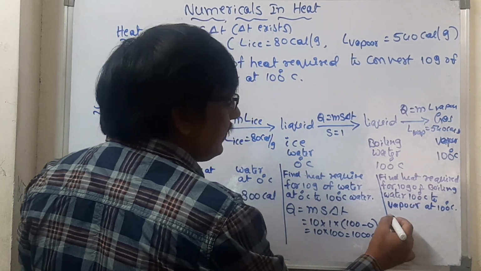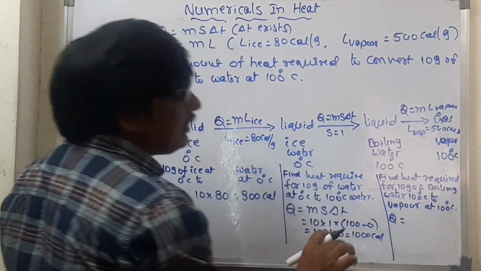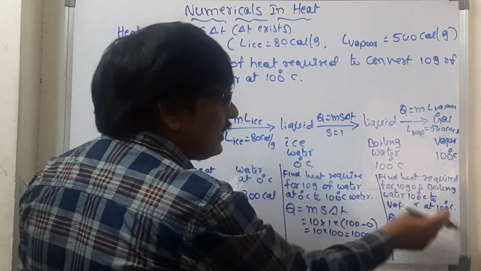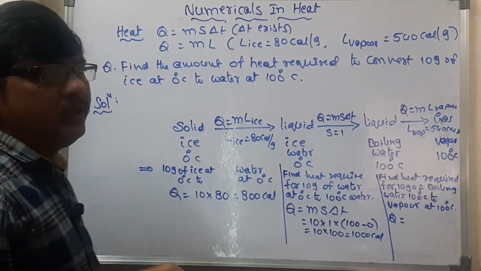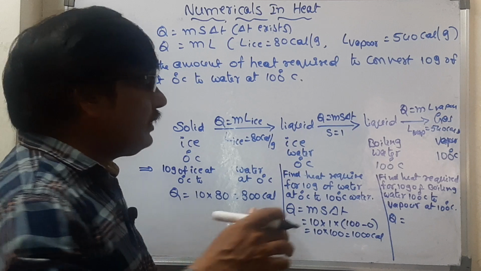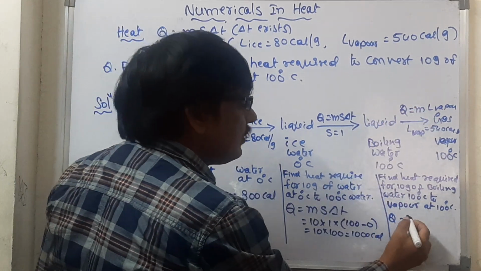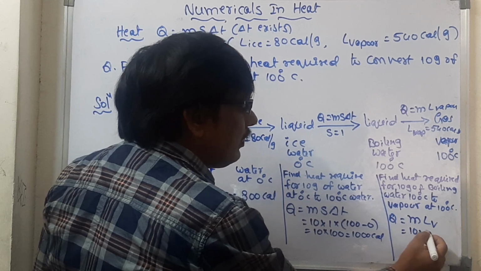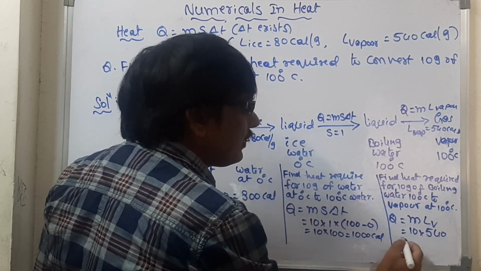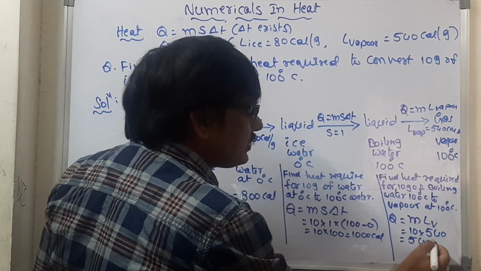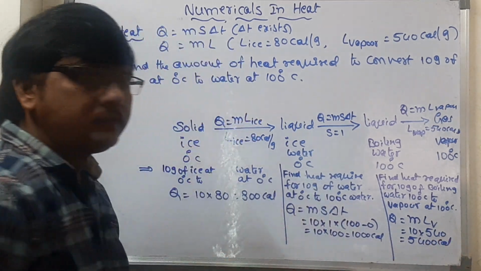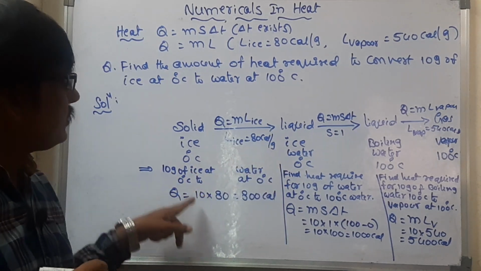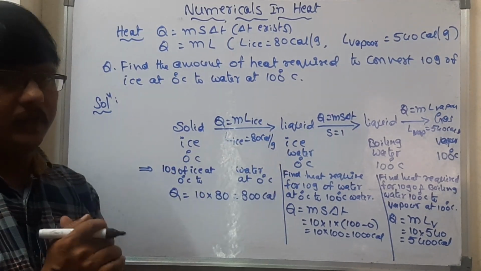Very simple. What is required? Heat is required. For what purpose? To convert boiling water at 100 degrees Celsius to vapor at 100 degrees Celsius. Then as we discussed before, if temperatures are the same, what formula can we apply? We can apply Q is equal to M L vapor, that is M value 10, L value of vapor we know is 540. Ultimately how much is that? 5400 calories. Got it? So in this way, depending upon the temperatures, we can convert this one.